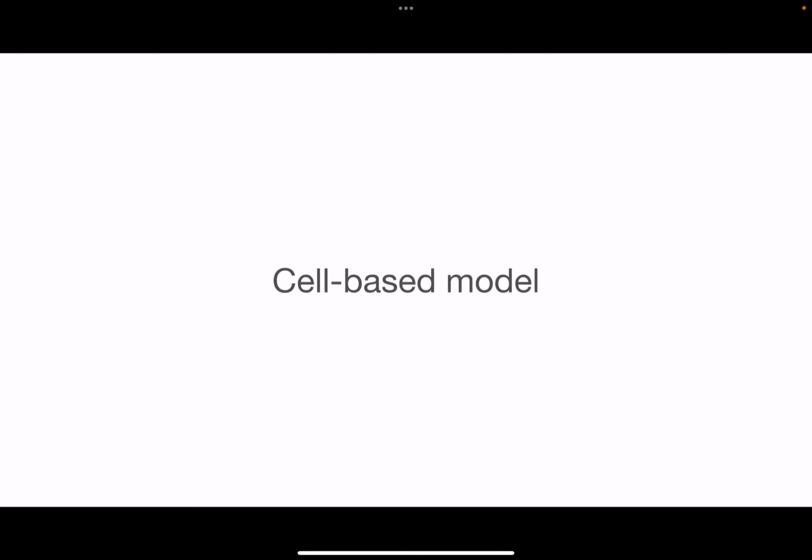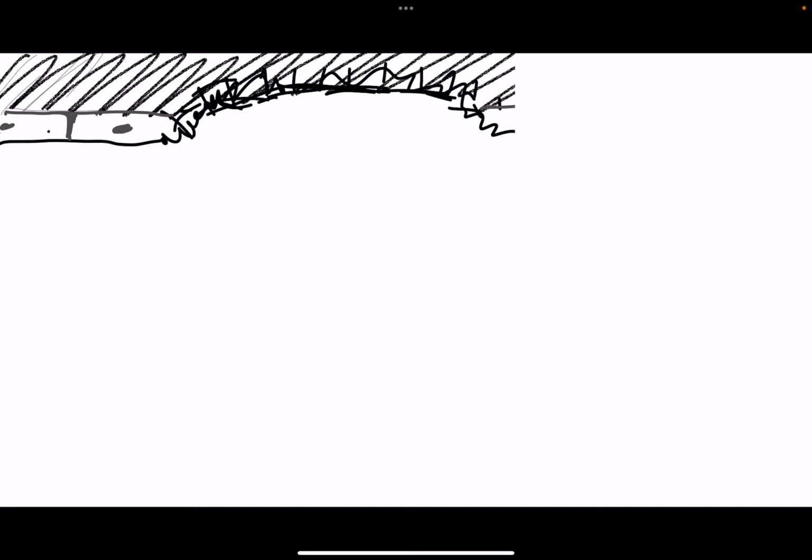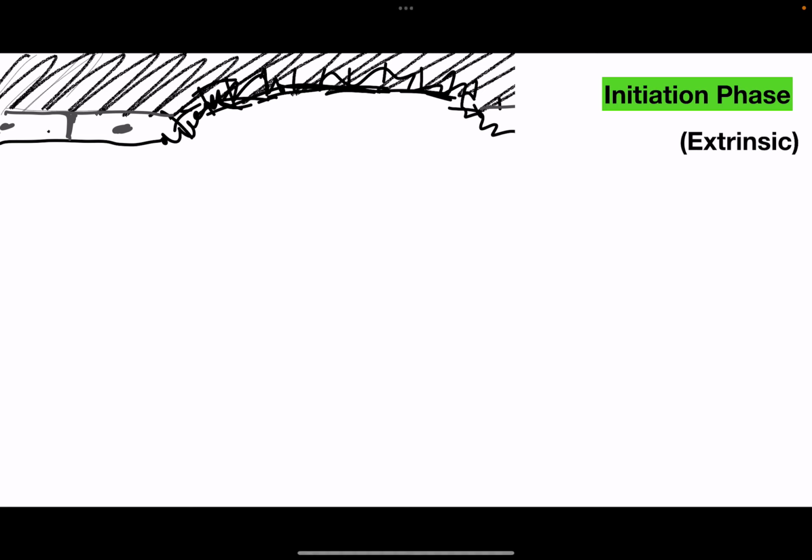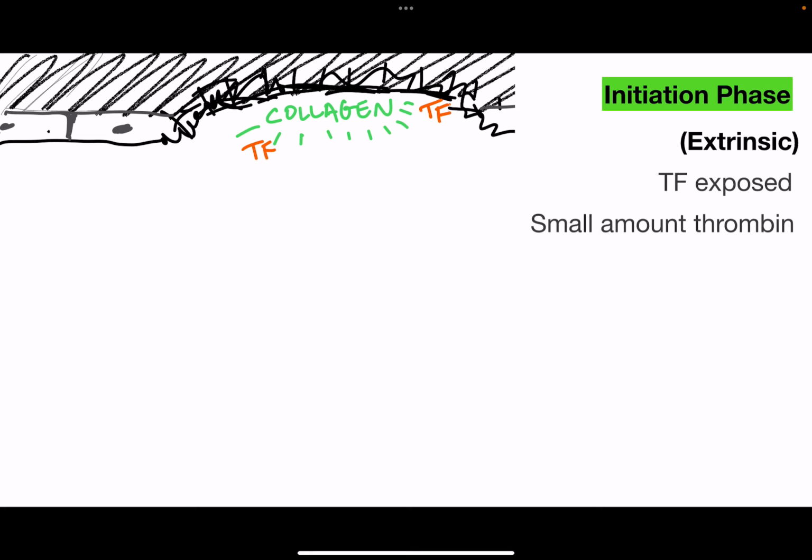So the cell-based model, we're really revisiting my childish drawing and building on that a little bit just to perhaps produce something a bit more intuitive to explain coagulation. So there's an initiation phase, which we've seen. There's an injury and essentially this is the extrinsic pathway really. And collagen is exposed, tissue factor is exposed, and actually there's a small amount of thrombin produced at this point.